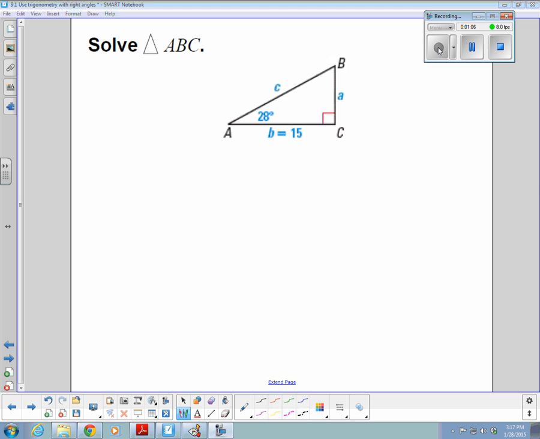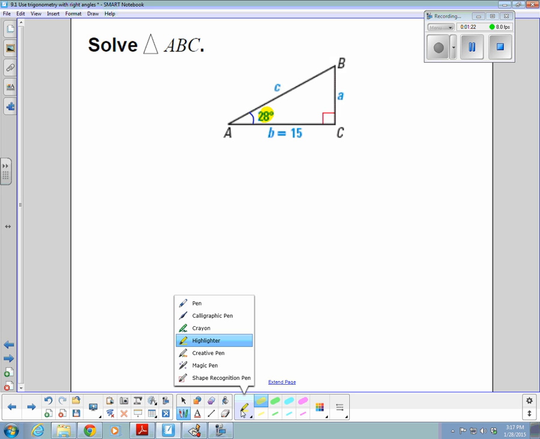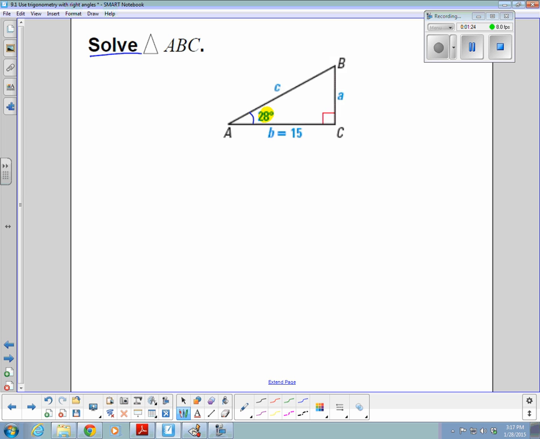We're looking at this triangle, and right here we actually have a 28-degree angle. What we're trying to do is find what A and C are, and the opposite angle. Because when it says solve, that means find all of the solutions. Not just one side, we're going to find everything.